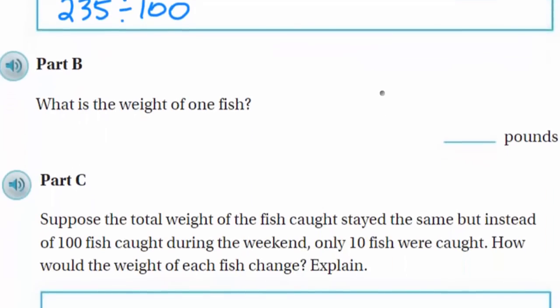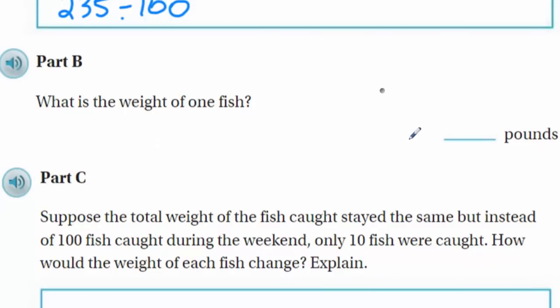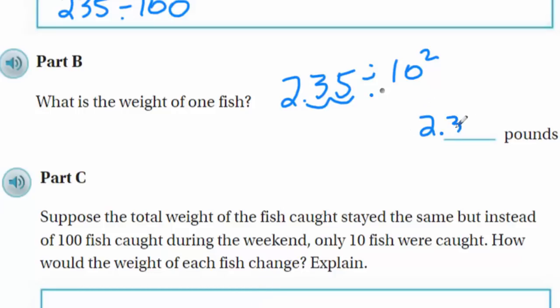Now we come down to part B. It says, what is the weight of one fish? Now we can see, if we have 235 pounds, and we're going to divide that by 100, which by the way is the same thing as 10 raised to the 2nd power, that means I'm going to move that decimal 2 places to the left. The decimal is right there behind the 5. It's invisible. We usually don't write it in there. So we end up moving 2 places to the left. We end up with 2.35 pounds.